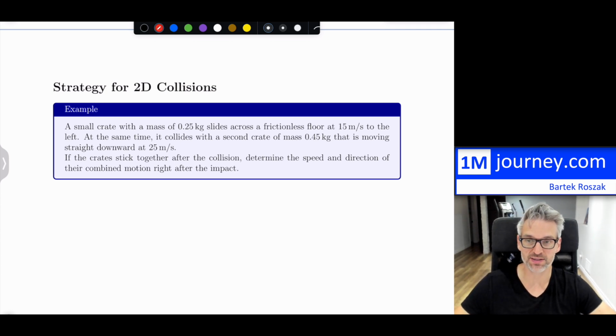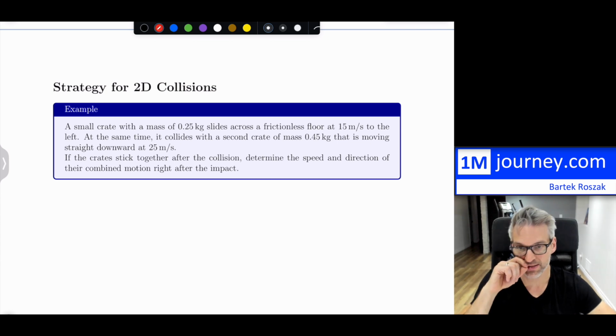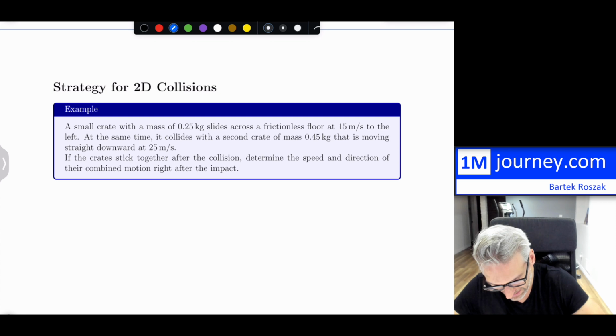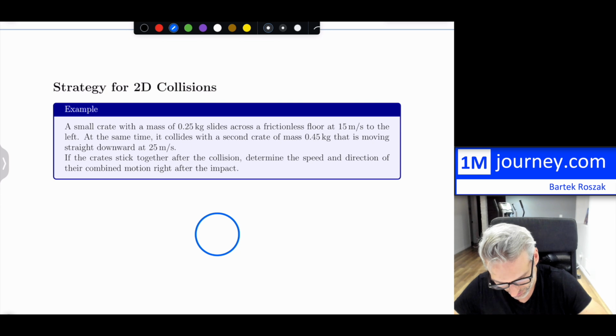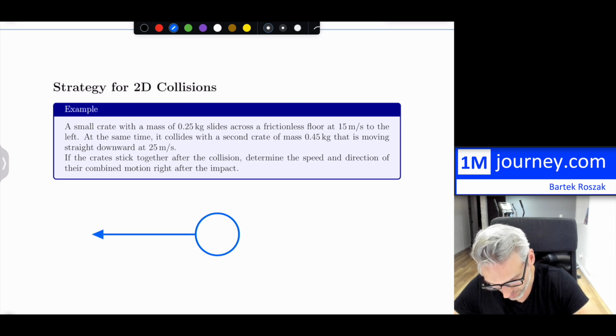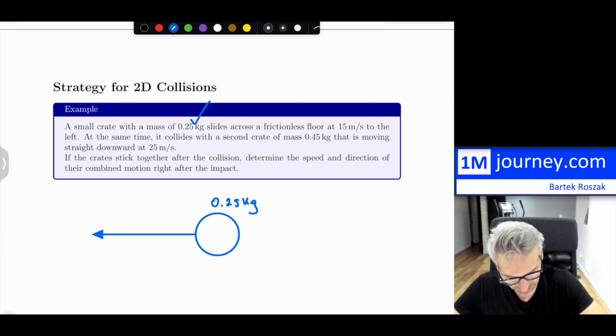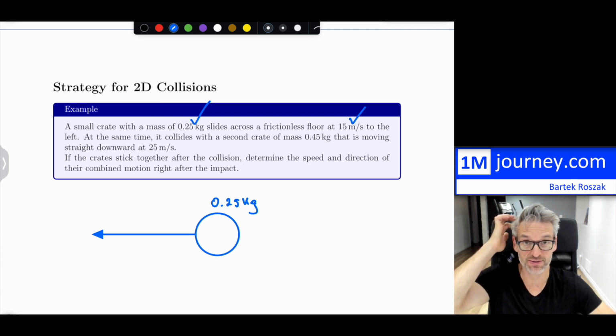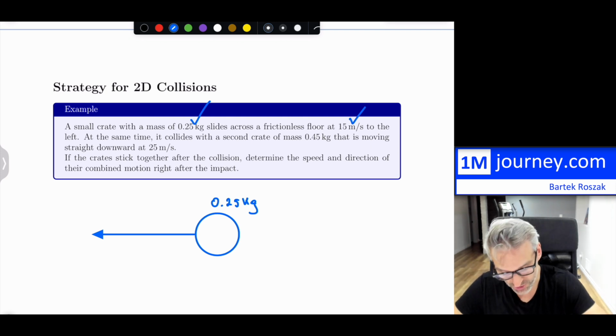So we have a small crate with a mass of 0.25 kilograms, and it's sliding across a frictionless floor at 15 meters per second to the left, all right, so that's the first one. So in this case, here's my before. I know it's a crate, I'll still use a circle in here. So it's sliding to the left, so it's moving in this direction right there. And it has a mass, so 0.25 kilograms, check mark, and then it has a certain speed. Now be careful because it's to the left, so it depends on how you're going to be drawing this out. I'm going to assume that left is negative, especially with regards to your x and your y.